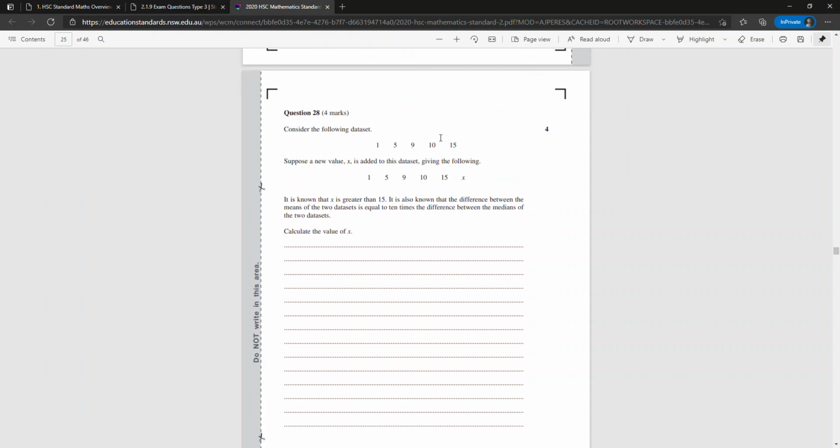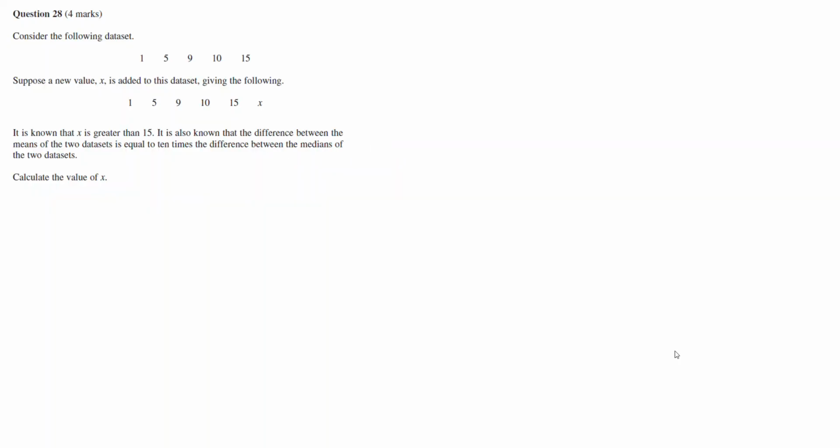So what you're given is the following data set. You're told that another value is added to this data set, which is x. Then you're told a few things about the new data set and asked to calculate the value of x. So you need to break it down into a few pieces. It's telling you that the difference between the means of the two data sets is equal to 10 times the difference between the medians of the two data sets. This is the most critical line in all of this question. So let's take it out and solve it.